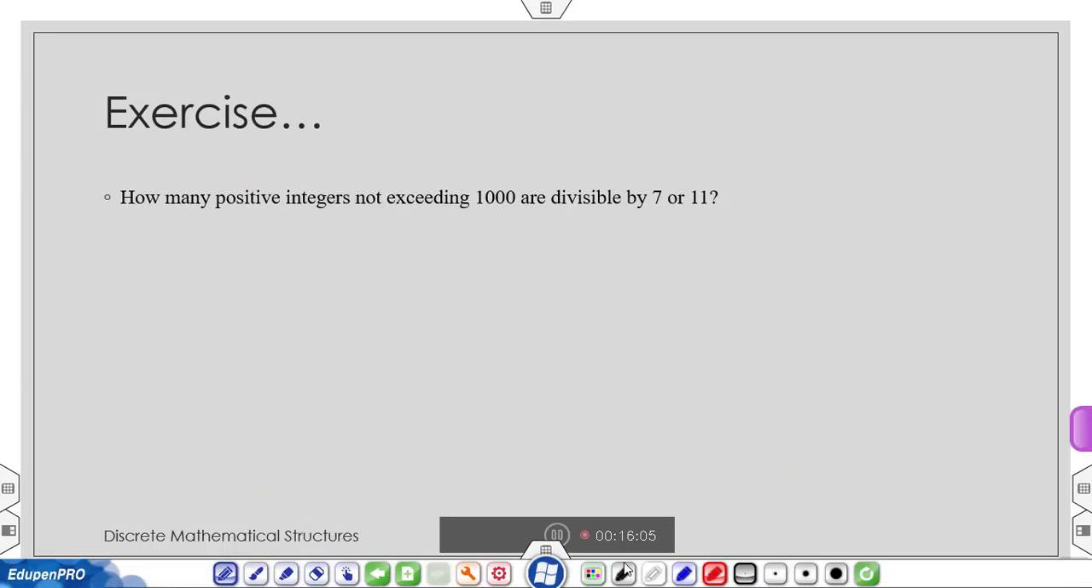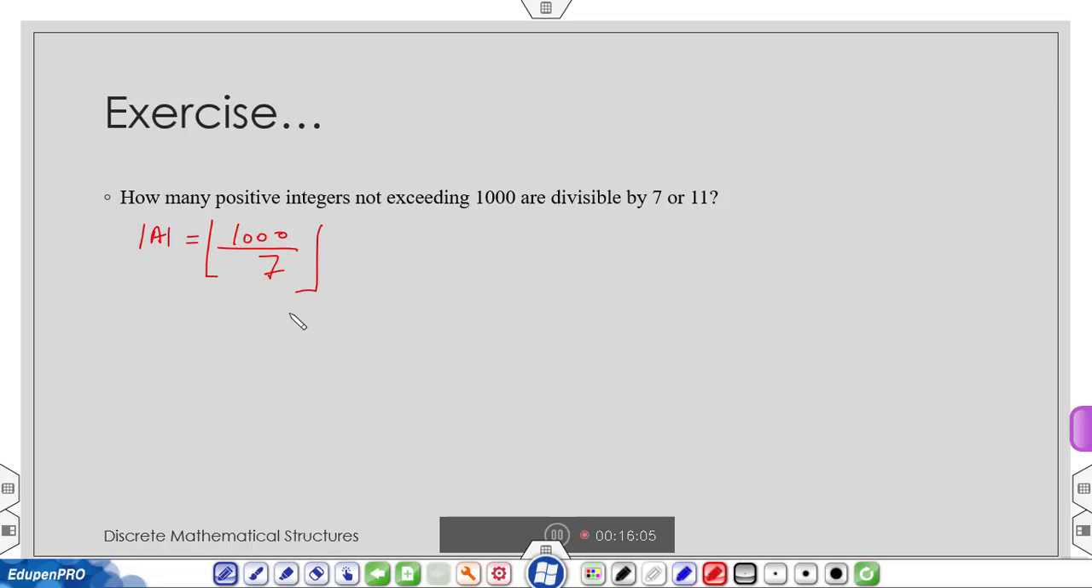Our next question is, how many positive integers not exceeding 1000 are divisible by 7 or 11? Let's say A is the set of positive integers not exceeding 1000 that are divisible by 7. So that means it will be equal to the floor value of 1000 divided by 7, because 1000 is not exactly divisible by 7.